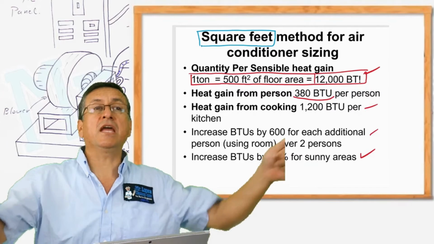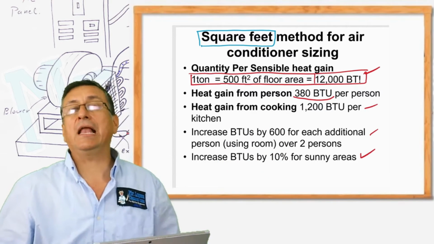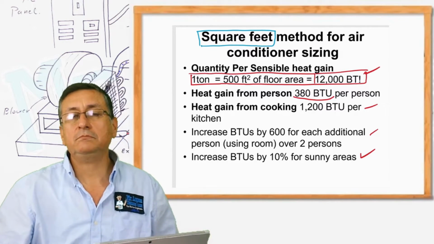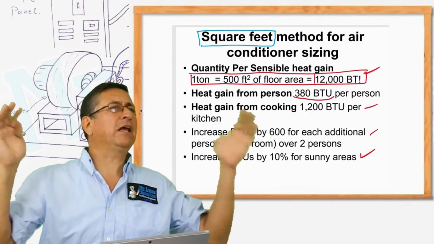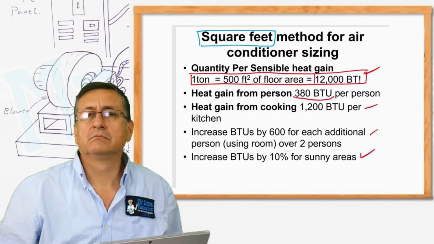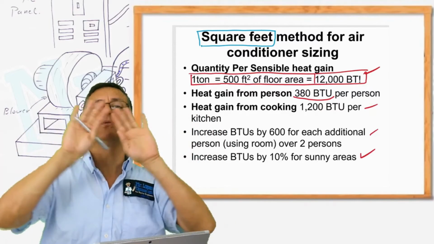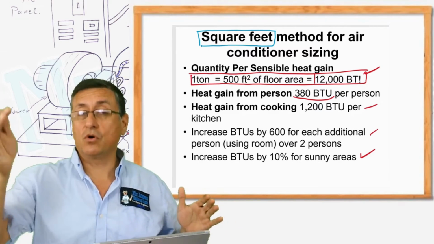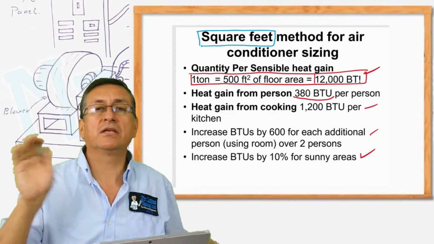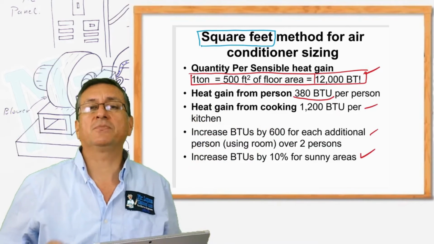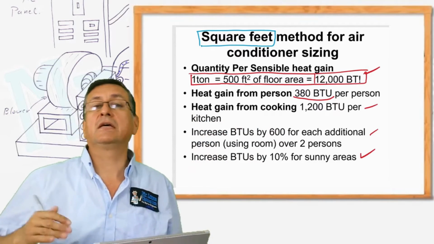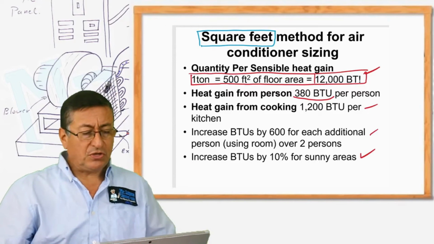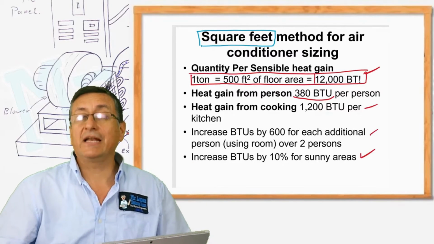Okay, if the area includes the galley, I add 12,000 BTUs for the galley. If the area has a lot of windows, 50% or more of the surrounding area is windows, this is considered a sunny area, a sunny space. Alright, and I add 10% to the total. We are going to solve a real example related to that.